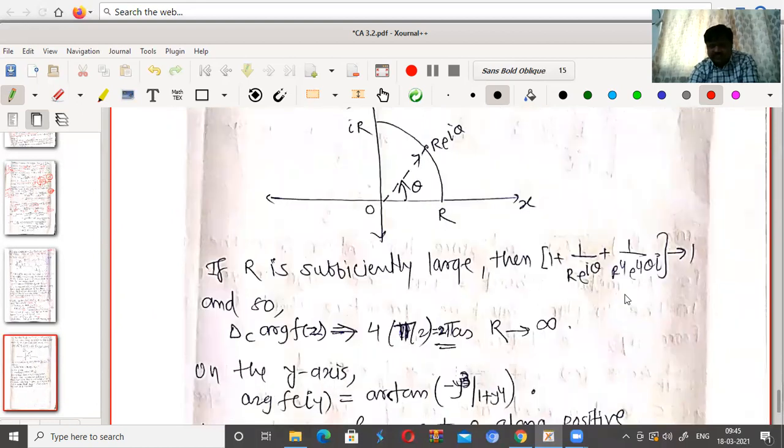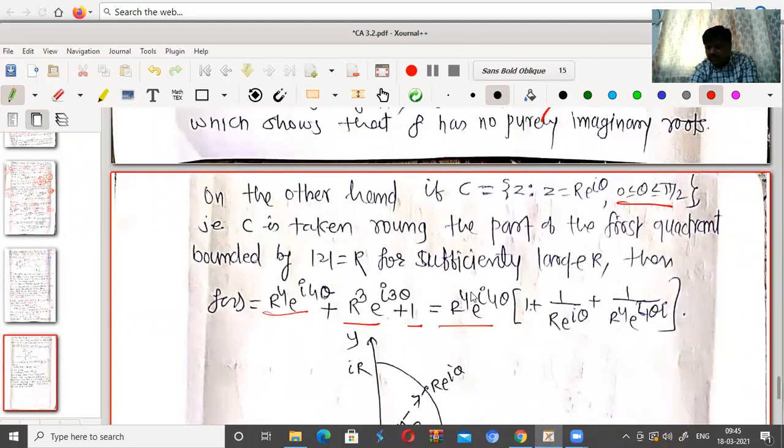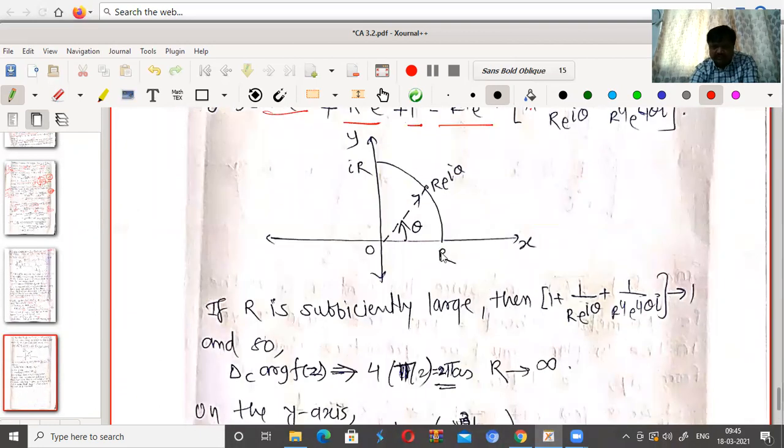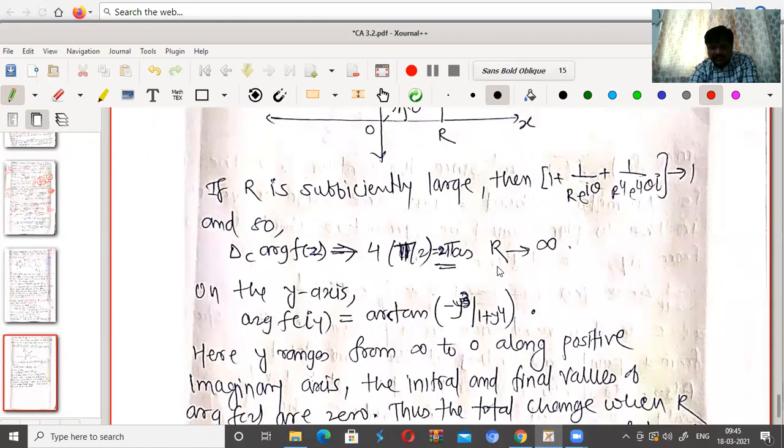If r is sufficiently large, then this approaches 1, because as r increases, these terms approach 0. So the change in argument of f of z is nothing but 4 times pi by 2, because you will get here r to the power 4 and e to the power i theta. So the change in argument will be equal to 4 times pi by 2, because this argument is pi by 2. Therefore, it is 2 pi as r tends to infinity.